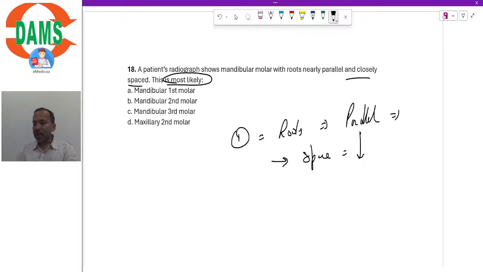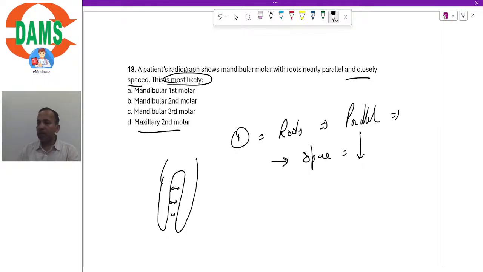Which tooth are we talking about? Or option D, maxillary second molar. On the radiograph, the roots appear parallel with a closed space visible between them. That means there is less space. The space is less between the roots. So which tooth are we talking about? Option A, B, C or D?